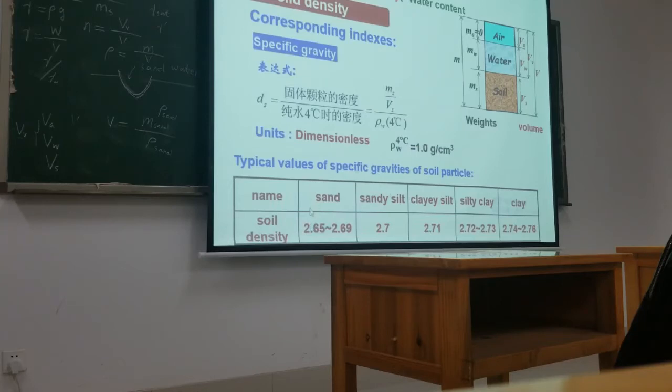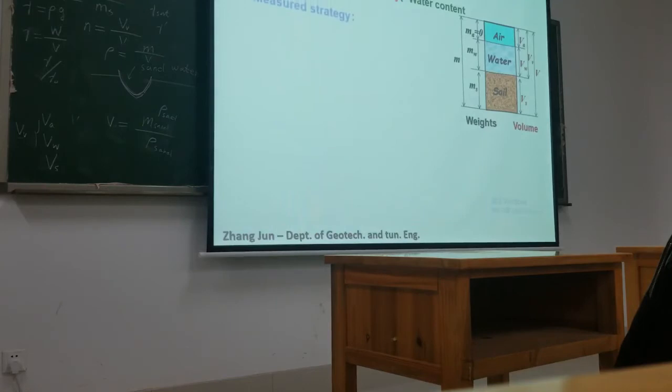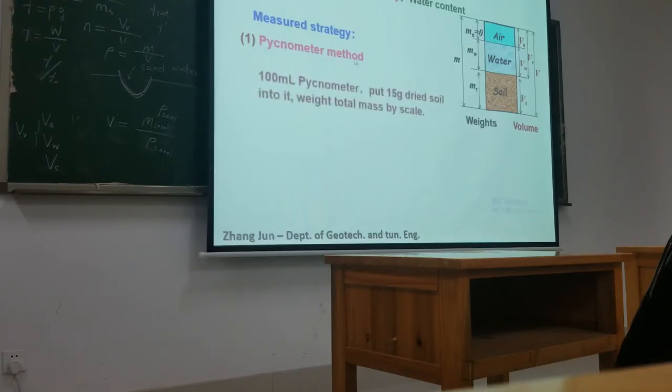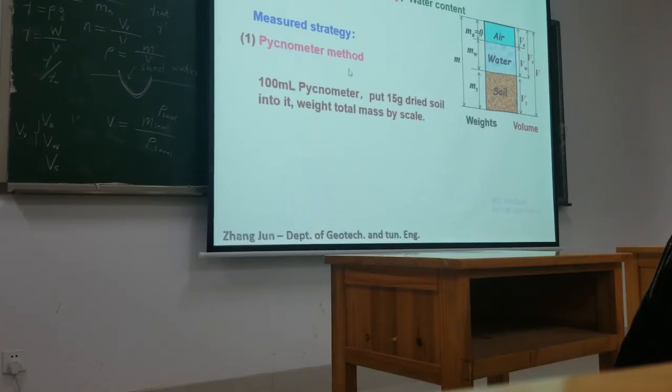From this value, we can say they are almost equal. So this value, the specific gravity, may be constant. We can use a constant value to calculate other parameters. And how to determine the solid density? Here we use the pycnometer method.